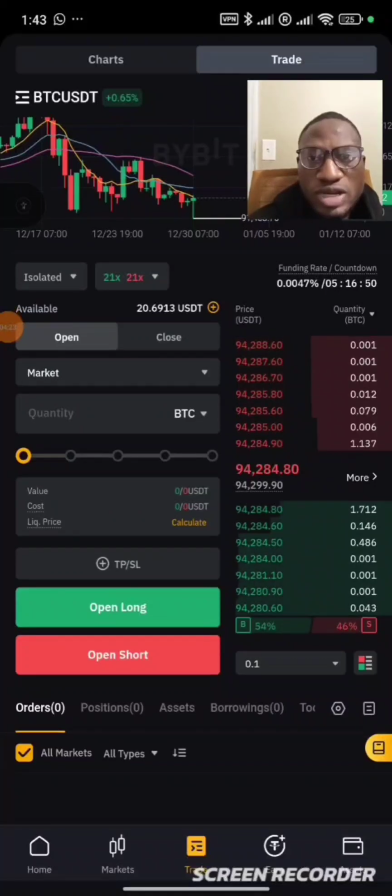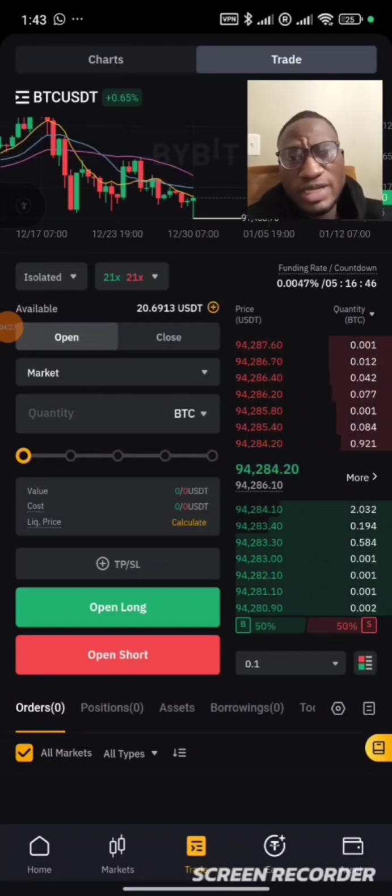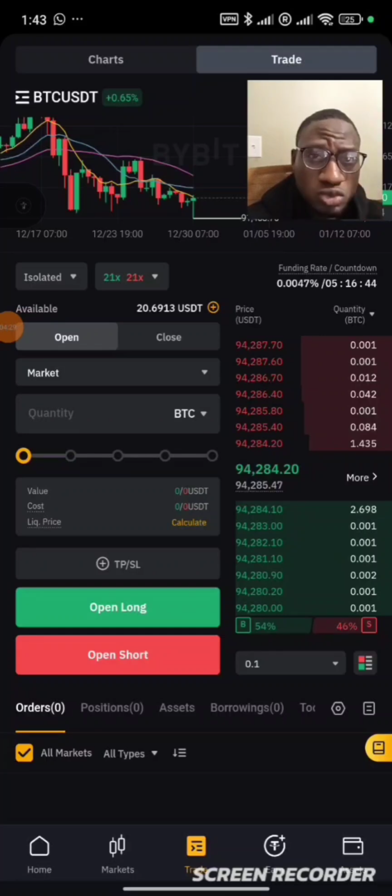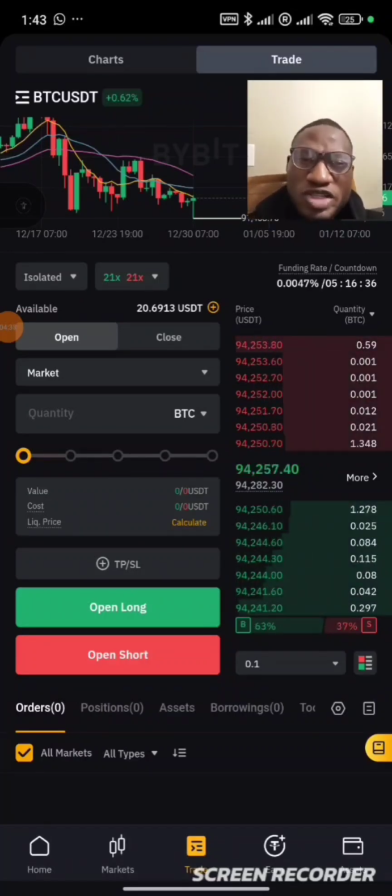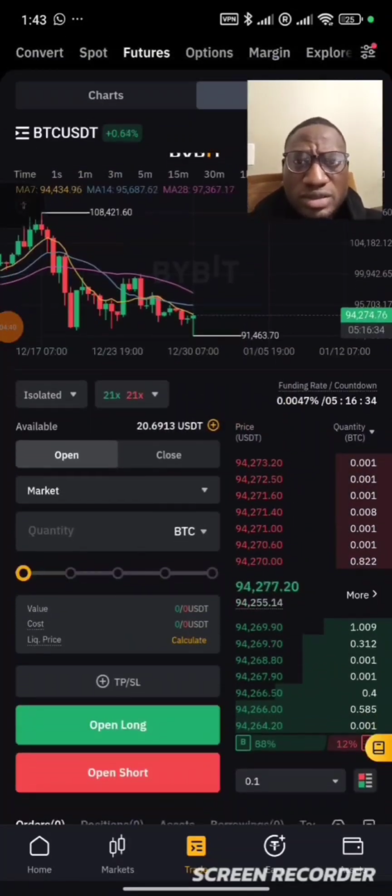So let's continue. Like I said, I funded this account with a small amount of money. I left a small amount in the futures account to show you, because I don't want to use my main funds, and I'm using it for practical purposes. So the question now is, what is futures trading?